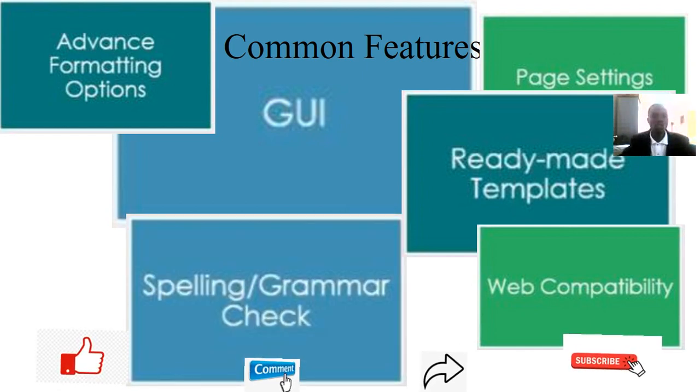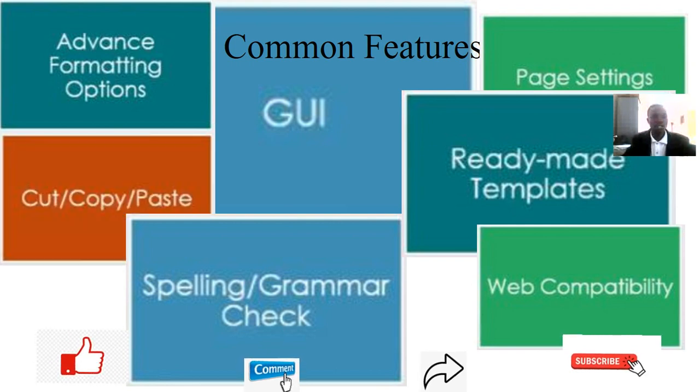Then we have spelling or grammar check. That's where this one is self-explanatory. So you can check the spelling, you can check the grammar, you can check anything. Then we have cut, copy, and paste. So you must be able to. These are the common features of any word processor that you may actually face.